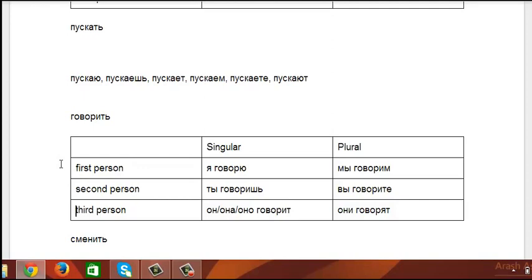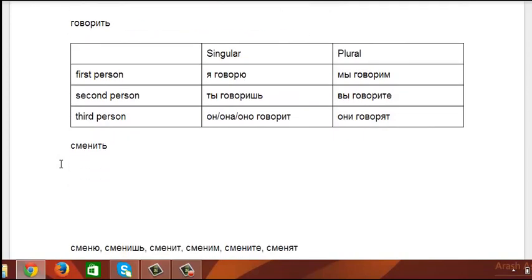Они говорят. If I tell you that this verb сменить, which means to change, follows the same pattern, think about how it will conjugate. Я сменю. Ты сменишь. Он сменит. Мы сменим. Вы смените. Они сменят. Did you get it right? So now if I tell you that a verb will conjugate just like говорить, you will know how it conjugates.